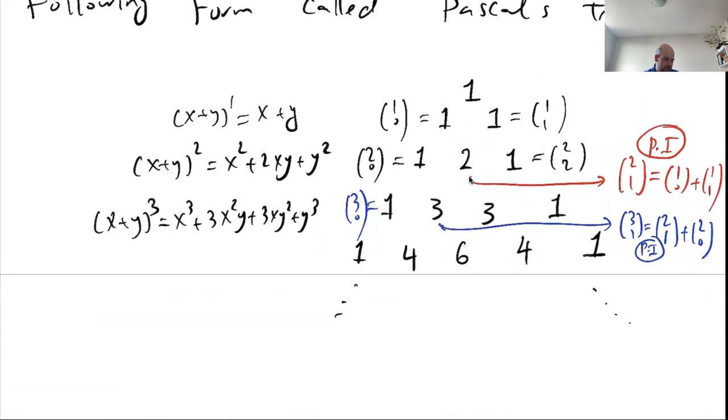Okay, and then for example, this one: x plus y to power 4 is x to the 4th, 4x cubed y, 6x squared y squared, 4xy cubed, and y to power 4.